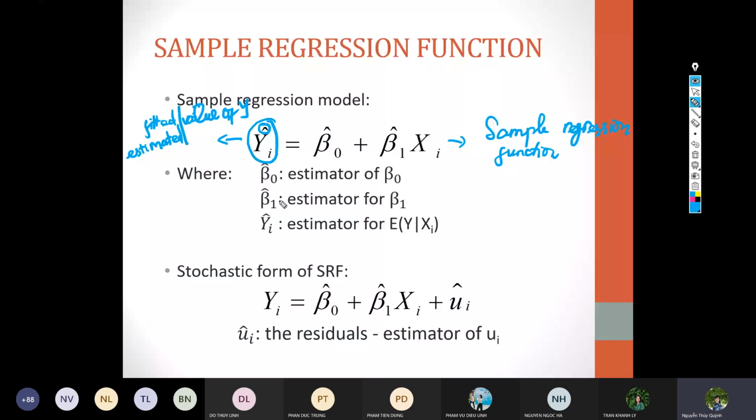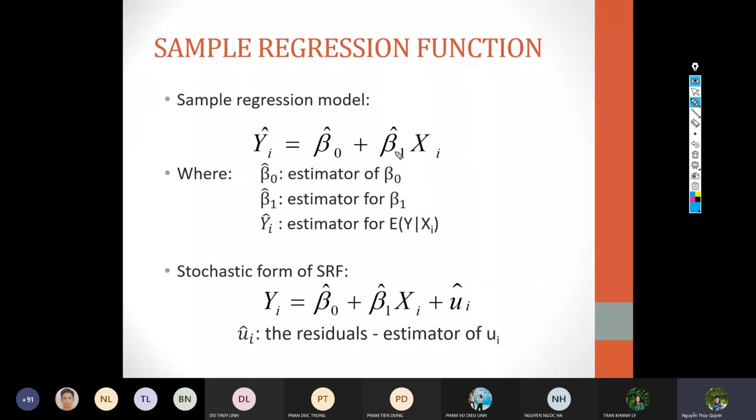All right, and yi hat is the estimator of the conditional expected value of y, and later we will also use yi hat as the estimator for the observed value of y as well. Okay, that's why we call it the fitted value of y or the estimated value of y. All right, so this is called the sample regression function.